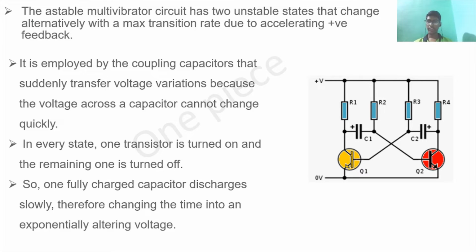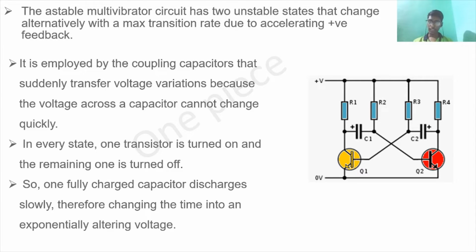The astable multivibrator circuit has two unstable states that change alternatively with the maximum transition rate due to accelerating positive feedback. It is employed by the coupling capacitors that suddenly transfer voltage variation, because the voltage across the capacitor cannot change quickly.